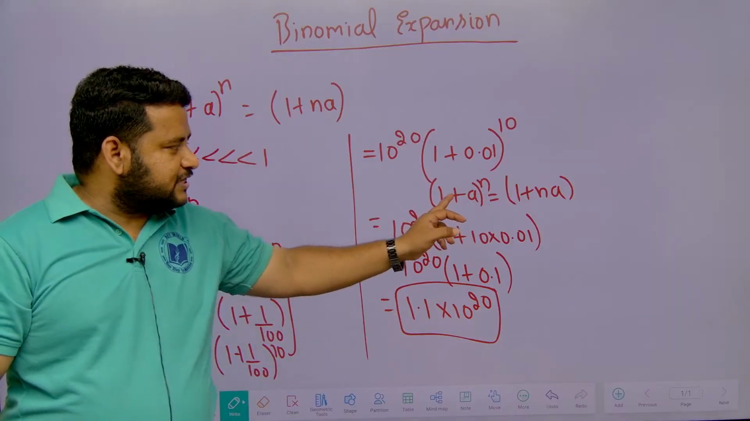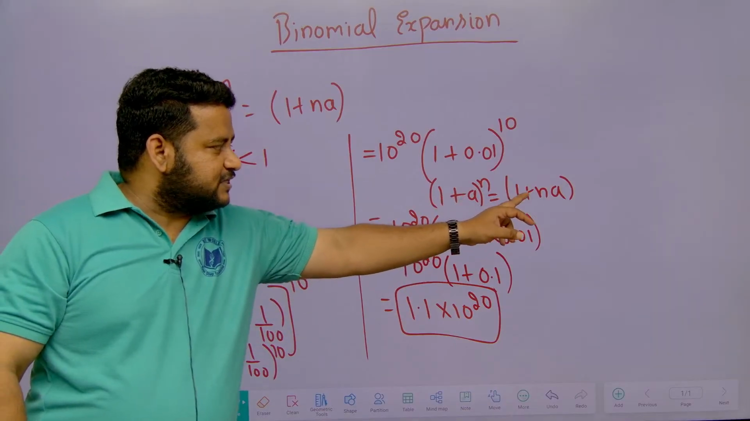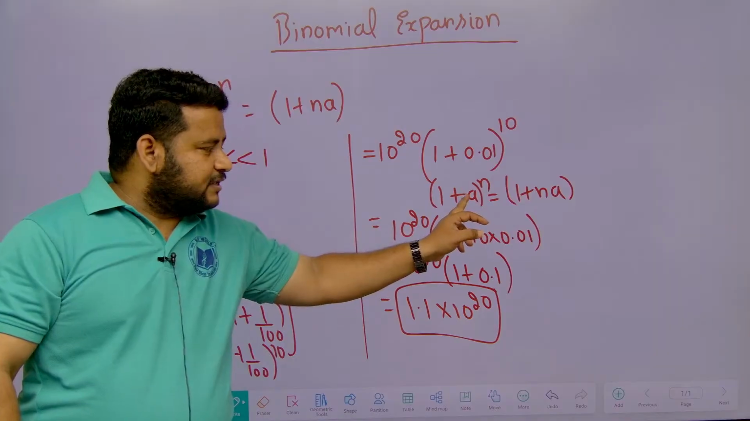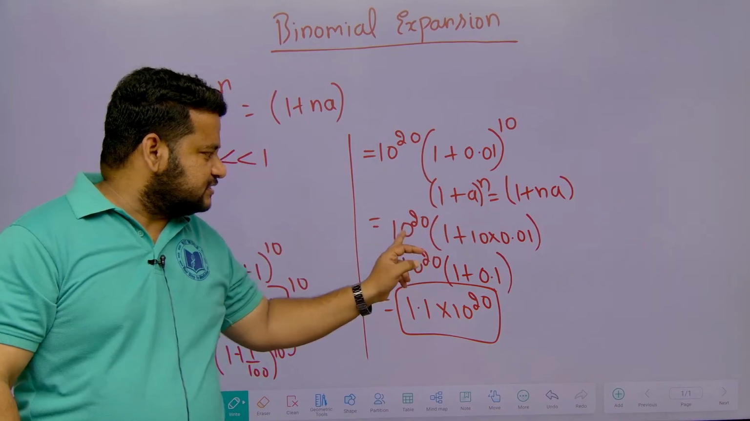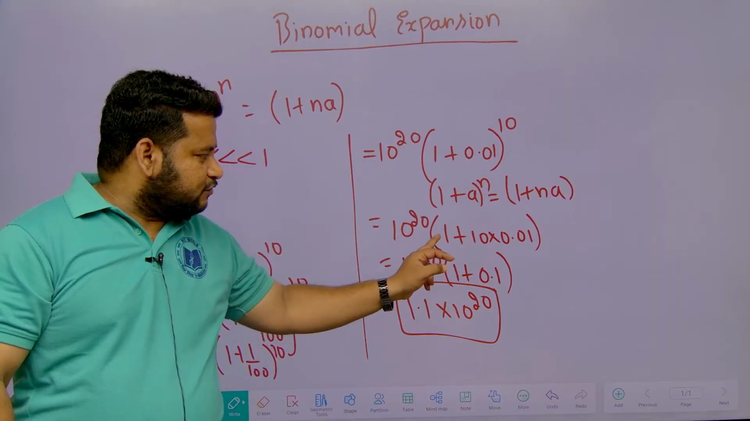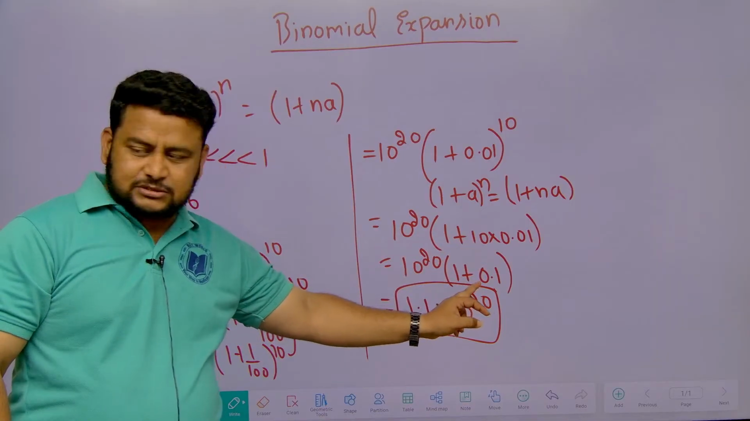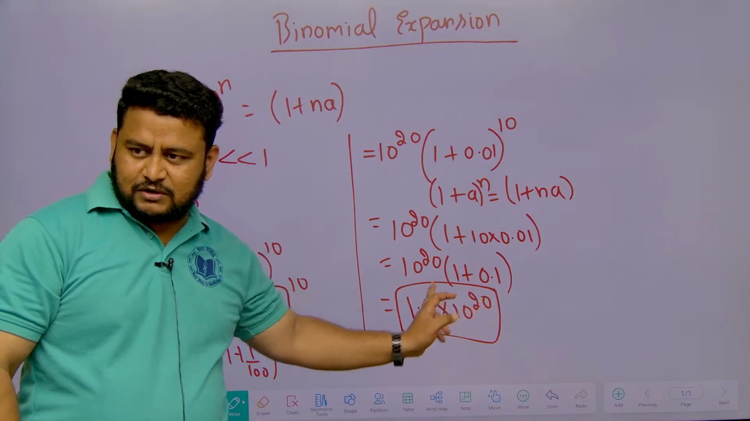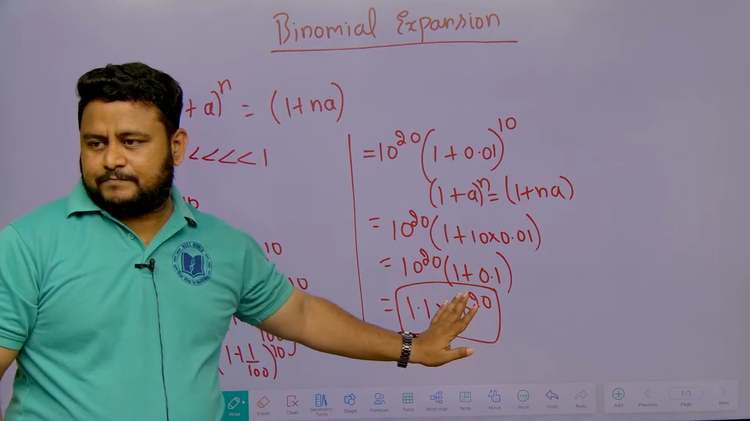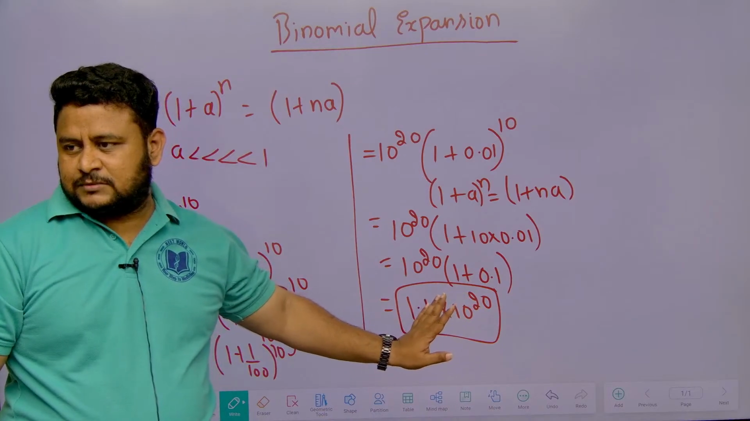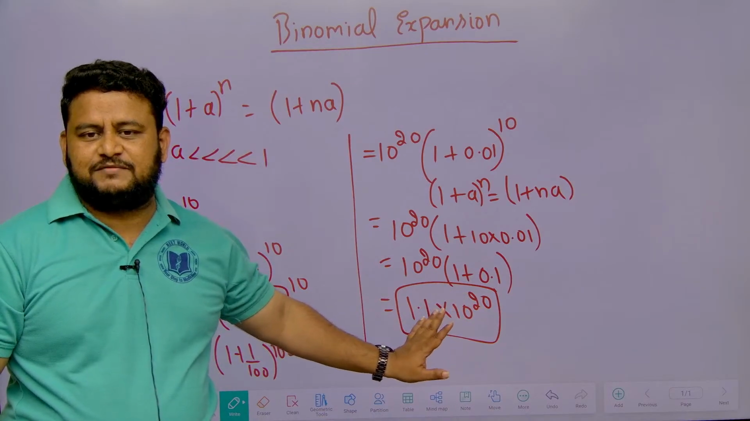Okay, 1 plus a to the power of n will become 1 plus n times a when a is very less than 1. Here a is very less than 1. Correct? So we can write it like this: 10 power 20 into 1 plus 10 into 0.01, you will get 0.1. 1 plus 0.1 is 1.1. Okay, 1.1 into 10 power 20. Like this you have to do it, and you will get the approximate value.